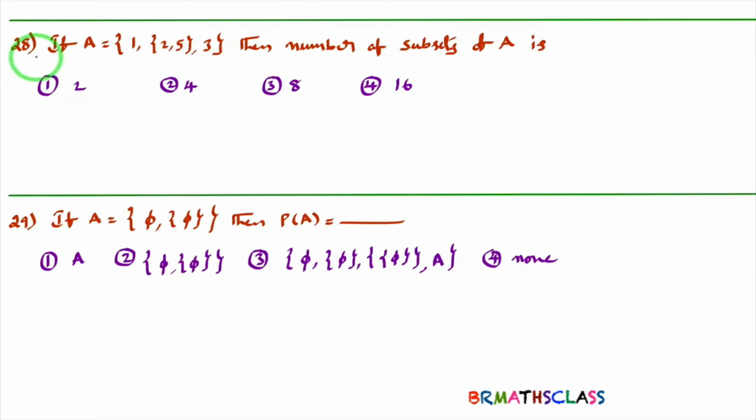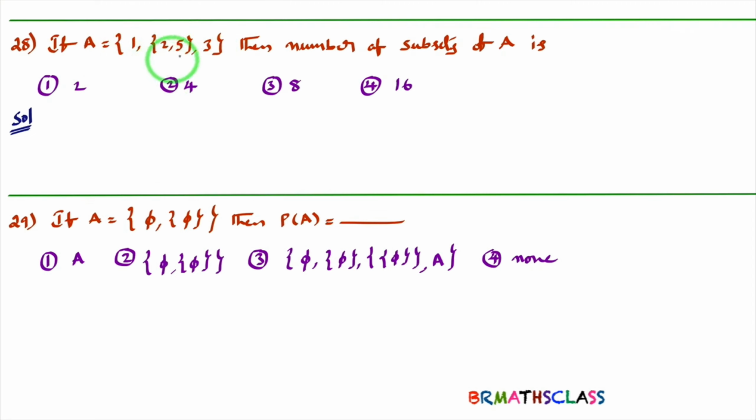You see this question number 28. Set A equal to 1, set 2, 5, 3. Then the number of subsets of A. Here this question is very easy, but students will confuse with the elements. Set A contains how many elements? 3 elements or 4 elements? Please answer. Set A contains 3 elements. Correct or not? This is one element.